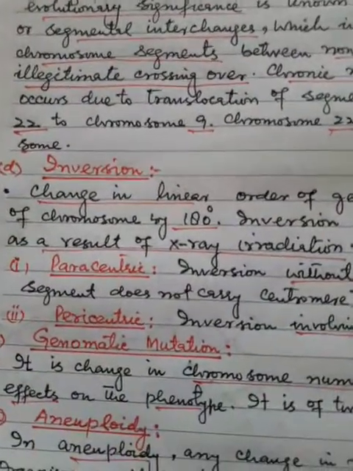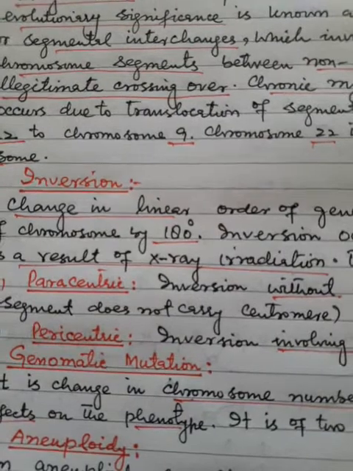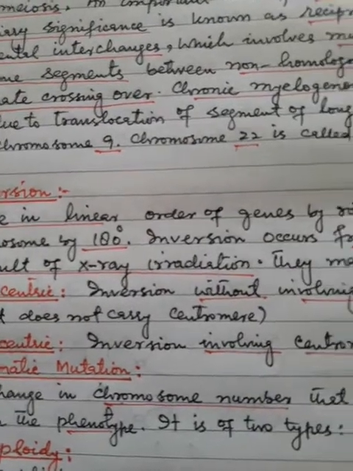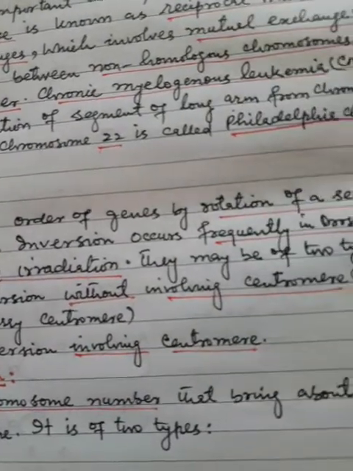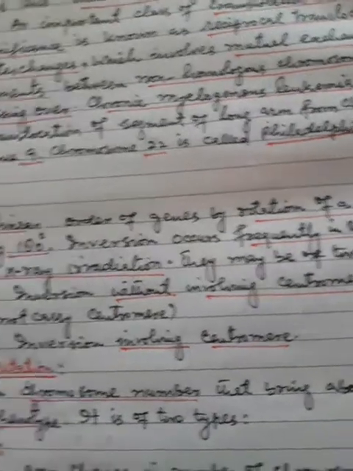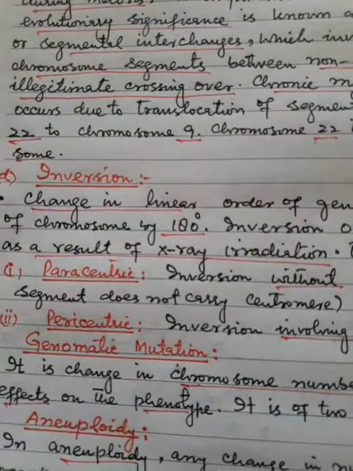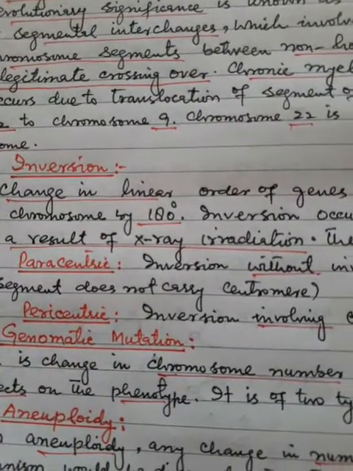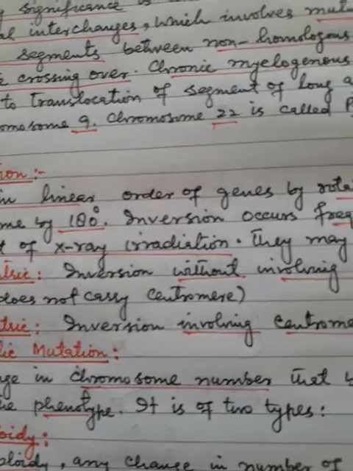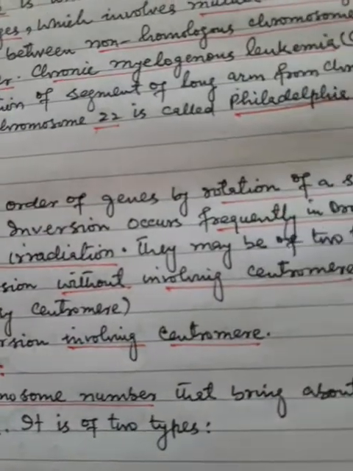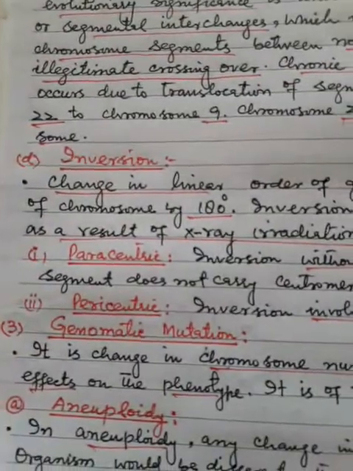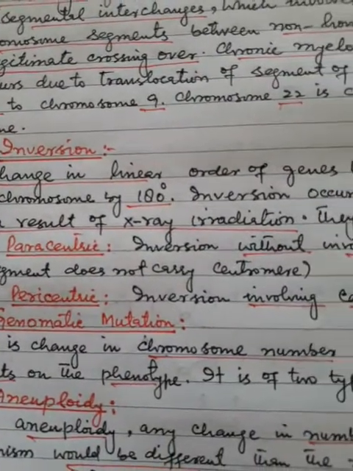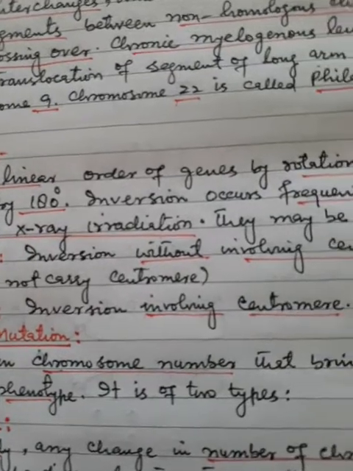Now, inversion. Inversion is a change in the linear order of genes by rotation of a section of chromosome by 180 degrees. Inversion occurs frequently in Drosophila as a result of X-ray irradiation.